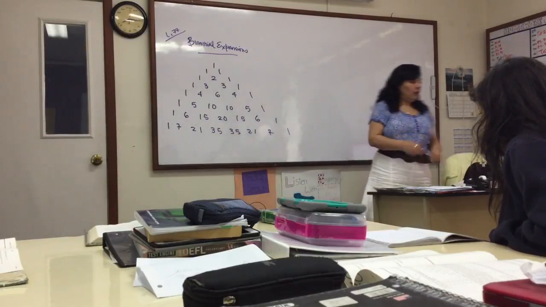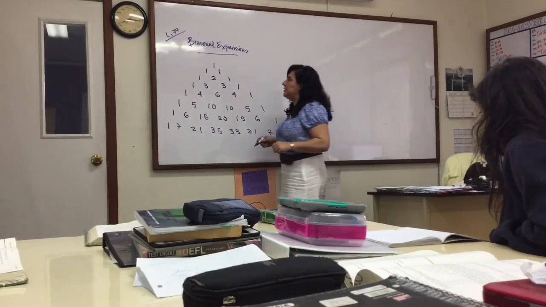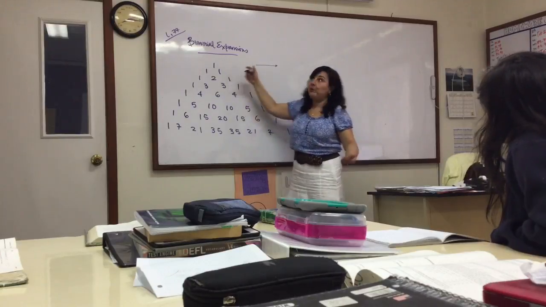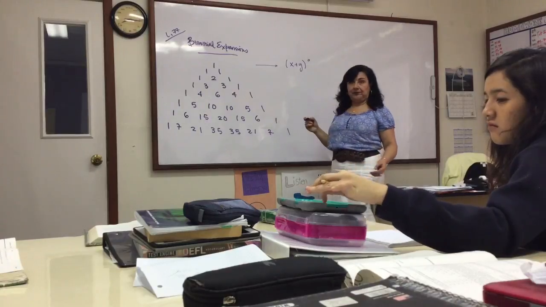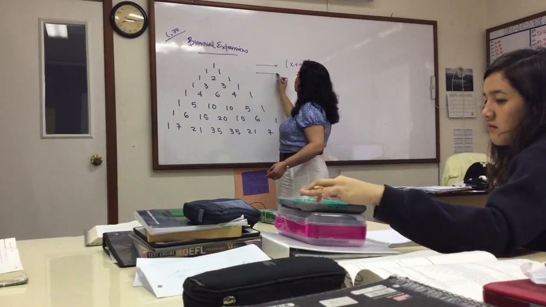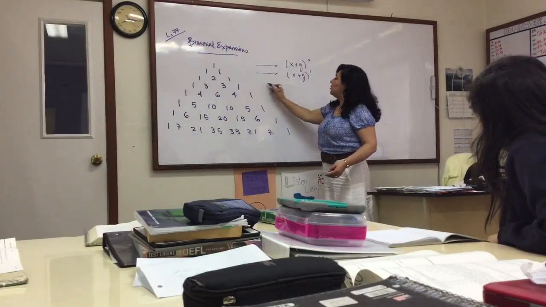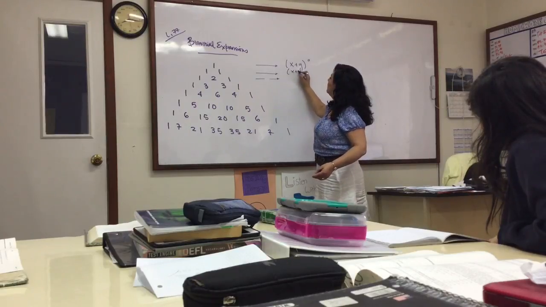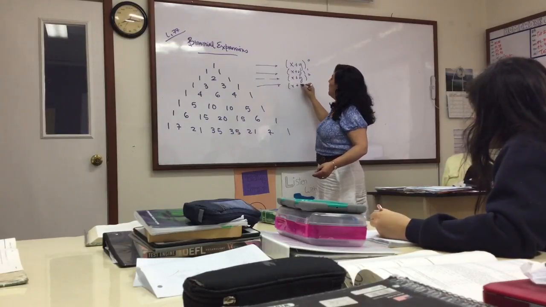Now, what is this triangle used for? It's used for many things, but the thing that we're going to use here is this, the first one, which happens to be also number 1, is the same as saying x plus y to the 0. This one here, if we say x plus y, it would be to the 1, right? This one here, the next one, will be x plus y to the 2. And then this one here, x plus y to the 3.